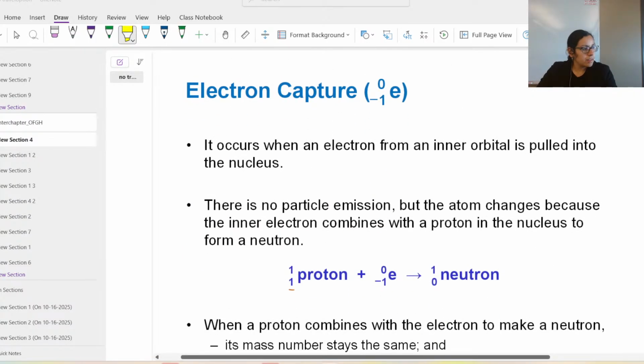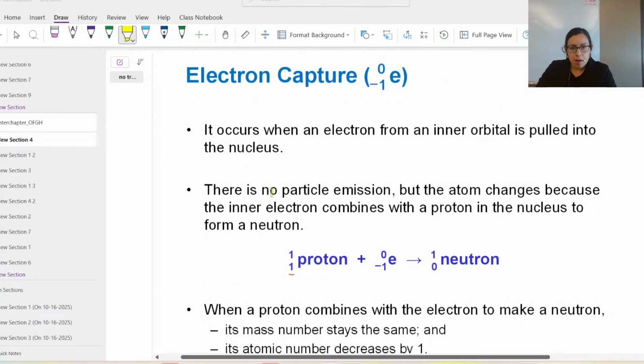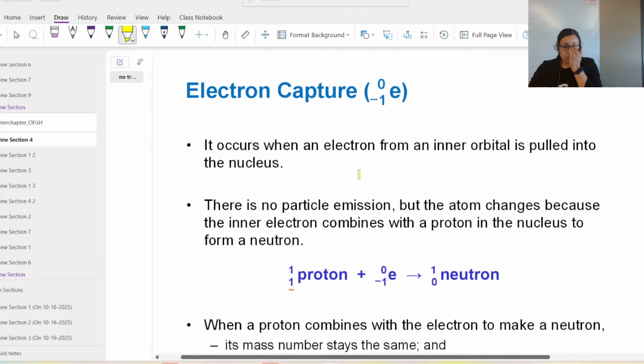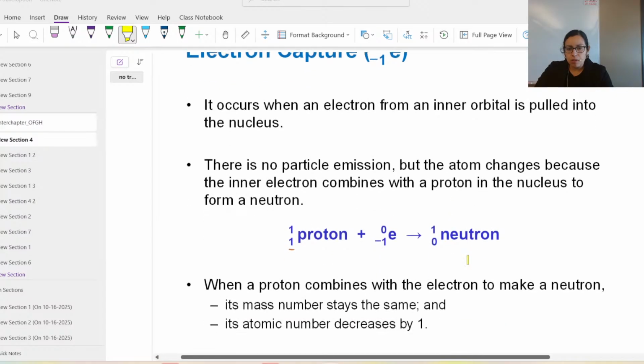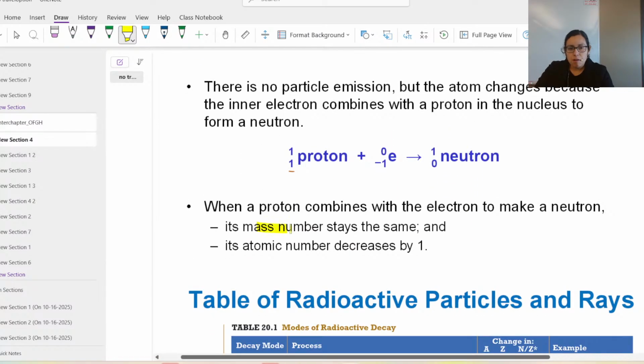And then our last example is electron capture. And so sometimes an electron is pulled into the nucleus and combines with a proton, and that would make a neutron. So there's no particle emitted, but our atom still changes since our proton combines to make a neutron. So our mass will be the same, but then our atomic number decreases by 1.